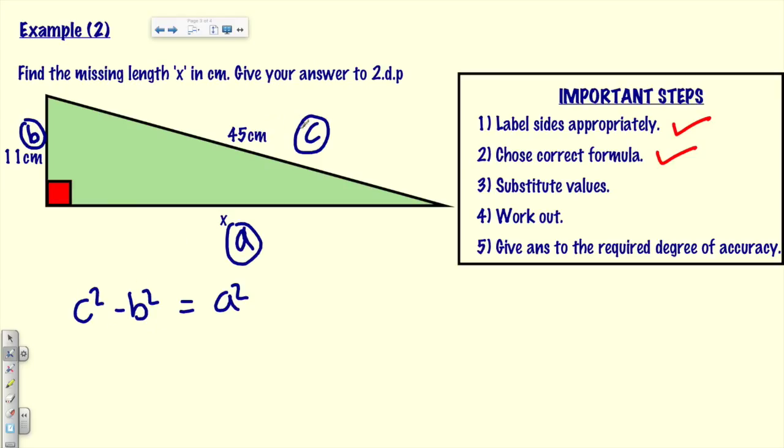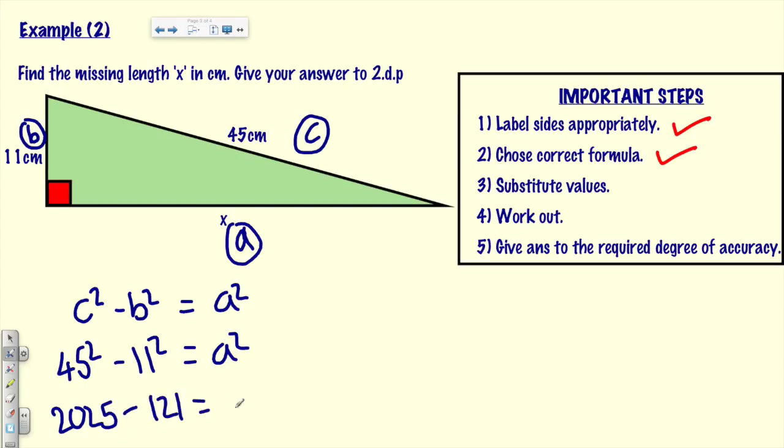Substituting the values is simple since we've already labeled it. So C squared will be 45 squared, take away 11 squared equals A squared. 45 squared is 2025, and 11 squared is 121. This will give us A squared.